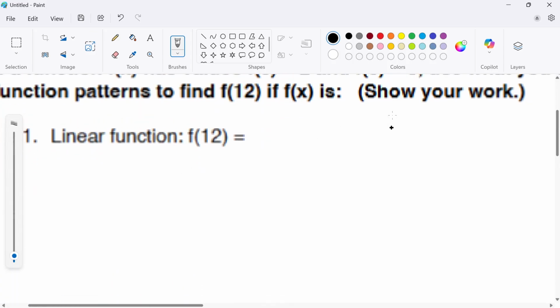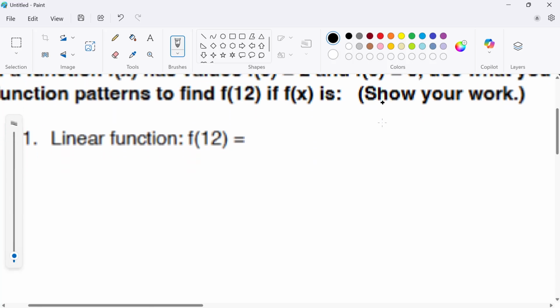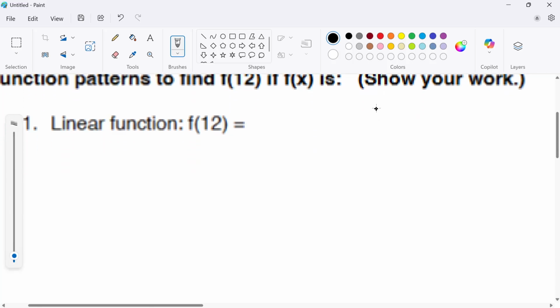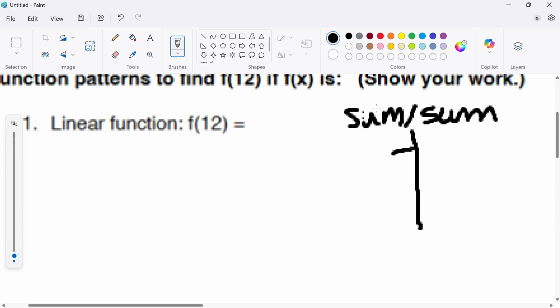So what if it's a linear function? Pattern recognition. What is the pattern for a linear function? Linear function is sum. As the x value increases by some amount, the y value increases by some constant amount. So I'm going to draw a little table here. Here's x, f of x.